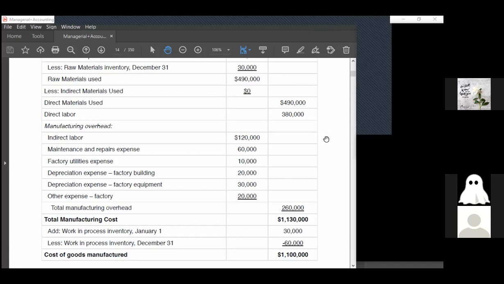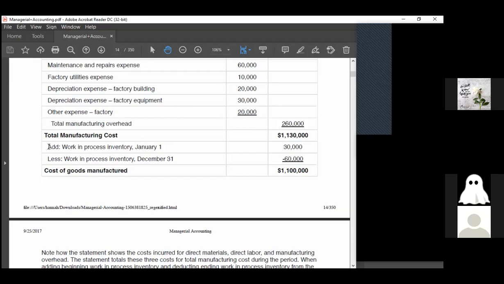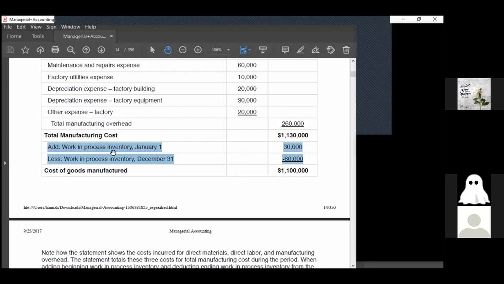Okay, so we will have the work in progress here. It is just like raw material, but the only difference is it is not a raw product yet. It is between the process of raw material and finished goods, called work in progress. So same thing we will do to that. We will add what was there on the 1st of January. That is the opening work in progress, or work in process. And we will reduce what was there on 31st of December. So what is left to us is the cost of goods manufactured.